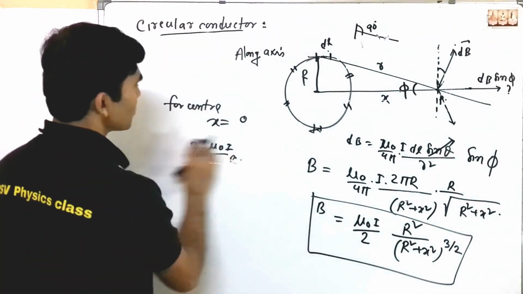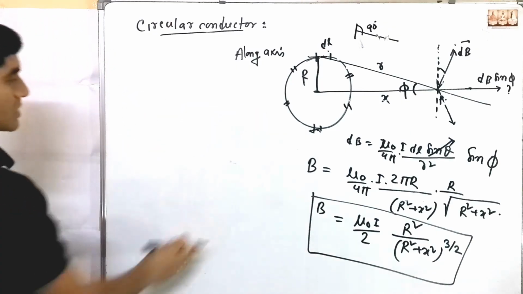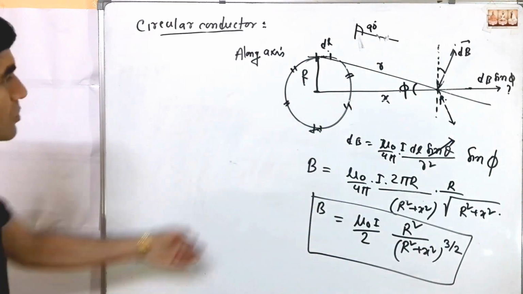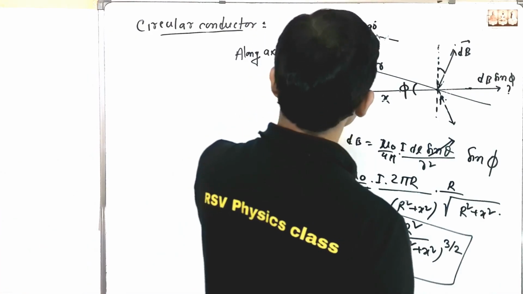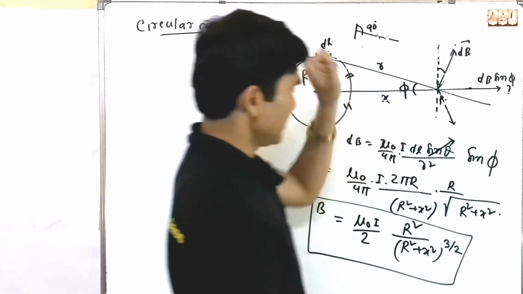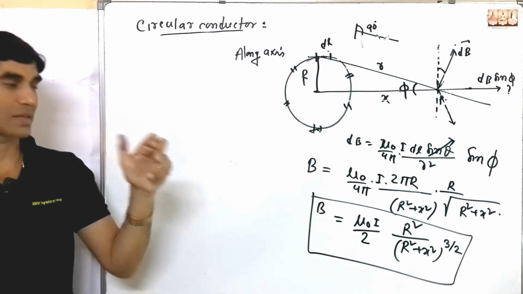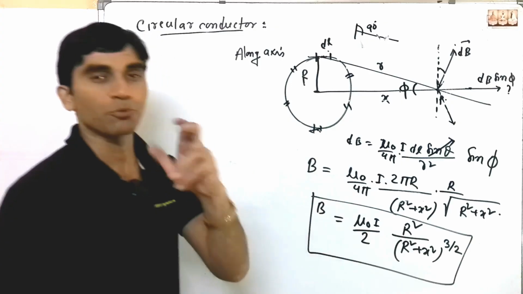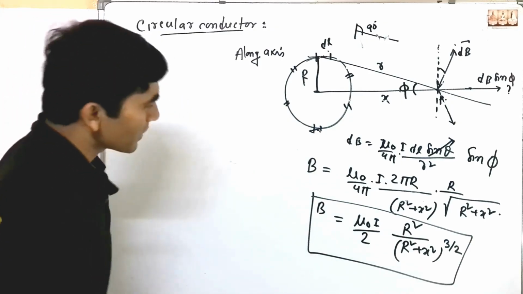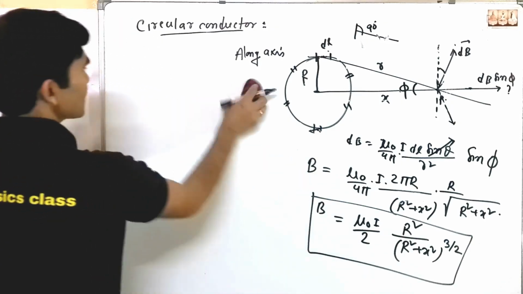So this is the magnetic field due to a current carrying circular loop on its axis. And this is important. This derivation may come up in problems, and you can use it to solve some problems also. Now there is an application also.